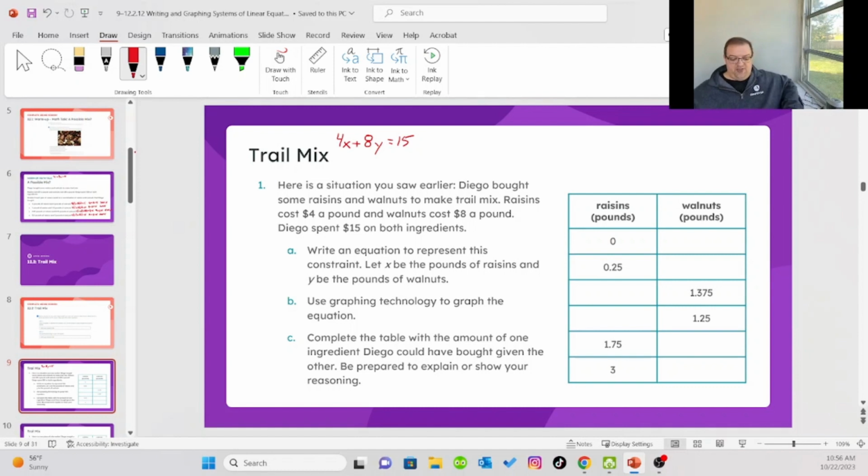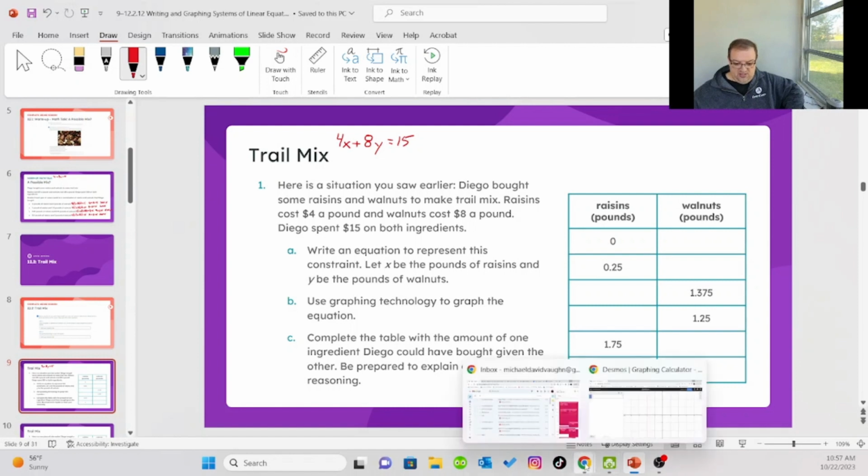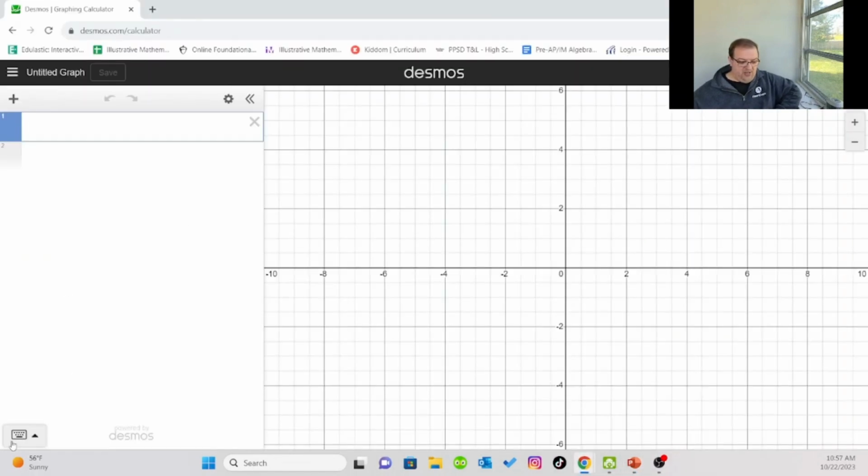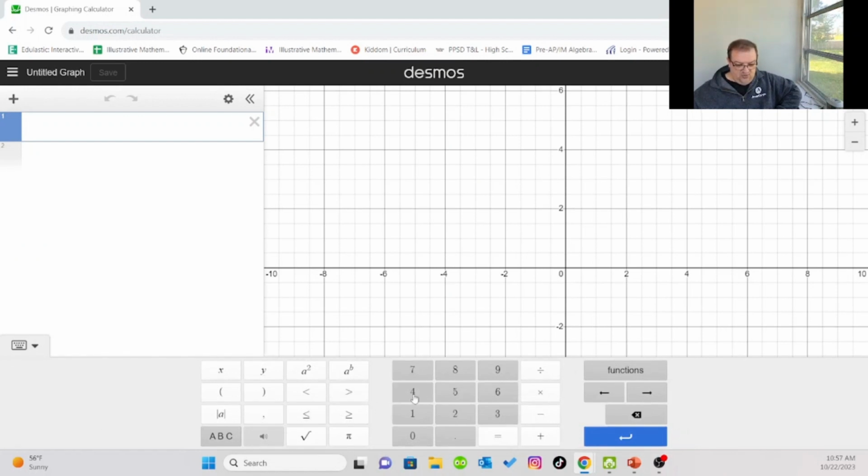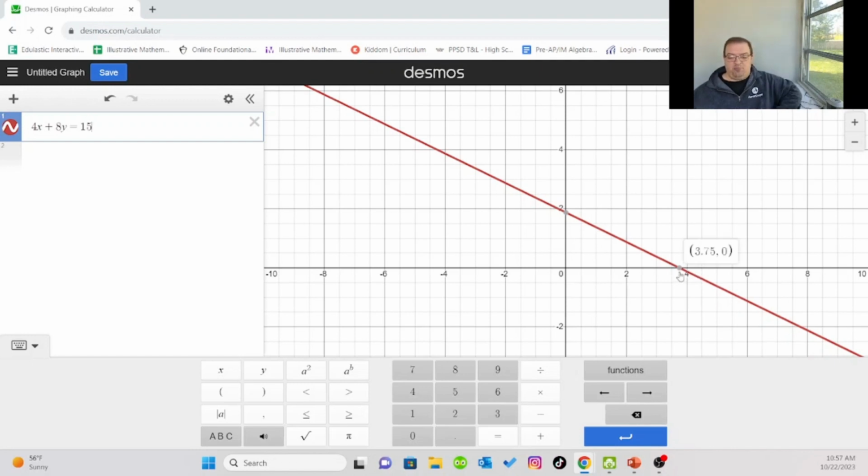Now they want us to use graphing technology to graph the equation. So we can use the Desmos calculator. We have 4X plus 8Y equals 15. So this red line is our equation. And when we say we graph a line, we're saying every single point on this line is a possible set of solution points.